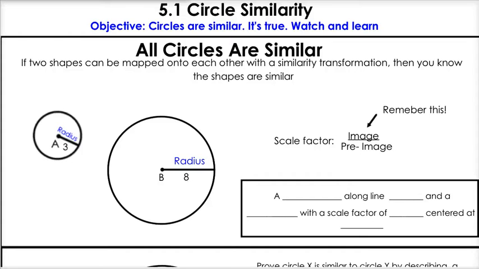Well, look at you. You made it to level 5, Circle Similarity. You should be pretty proud of yourself. It's not an easy thing to do.